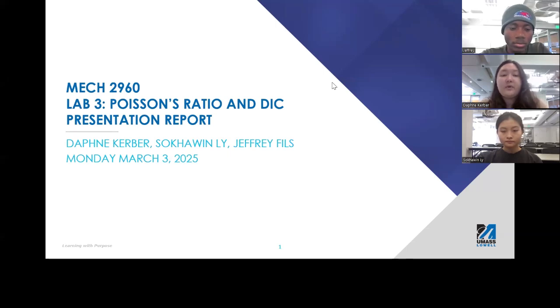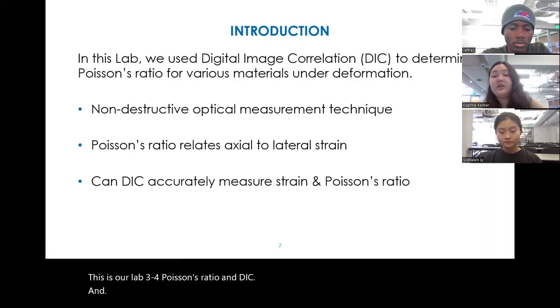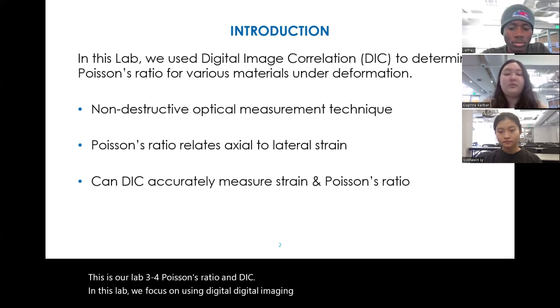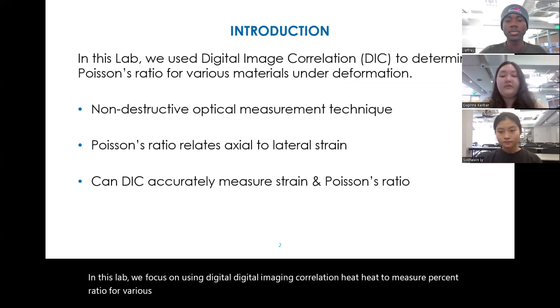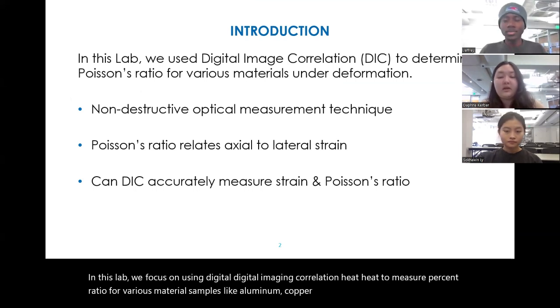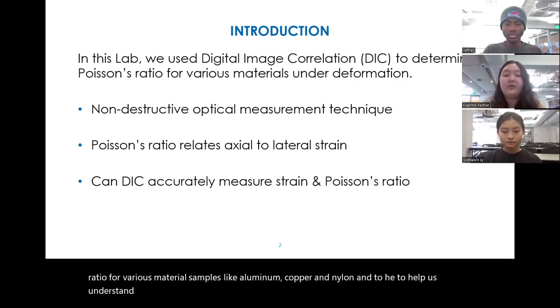This is our lab 3 for Poisson's ratio and DIC. In this lab, we're using digital image correlation to measure Poisson's ratio for various material samples like aluminum, copper, and nylon, and to help us understand how material deforms under load.